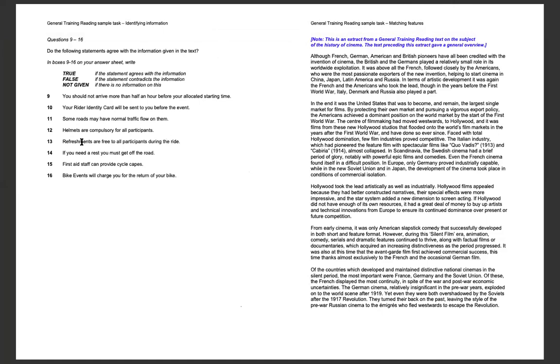So let's look at the next one. Helmets are compulsory for all participants. Lovepreet, what are your keywords here? What do you think are your keywords there? I think compulsory. So helmet is your keyword, it's a noun. Then compulsory is your qualifier. For all participants, all is also a qualifier. So your nouns are basically your keywords, Lovepreet. Nouns are your keywords, okay?